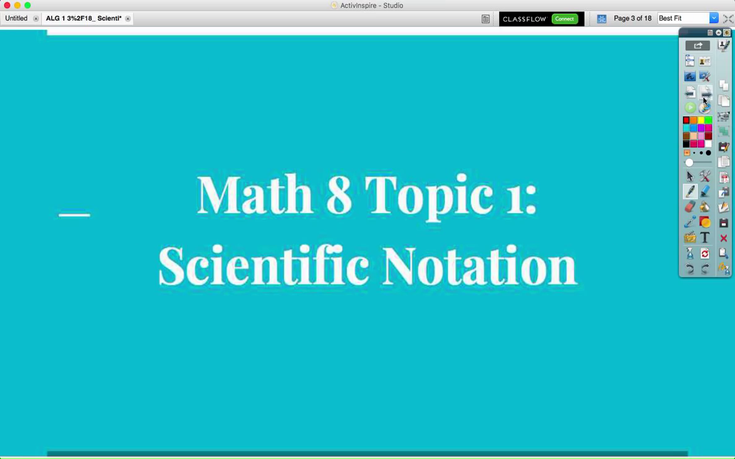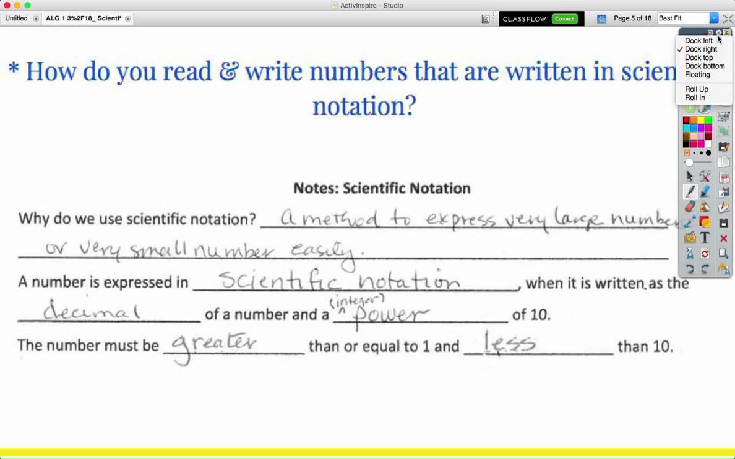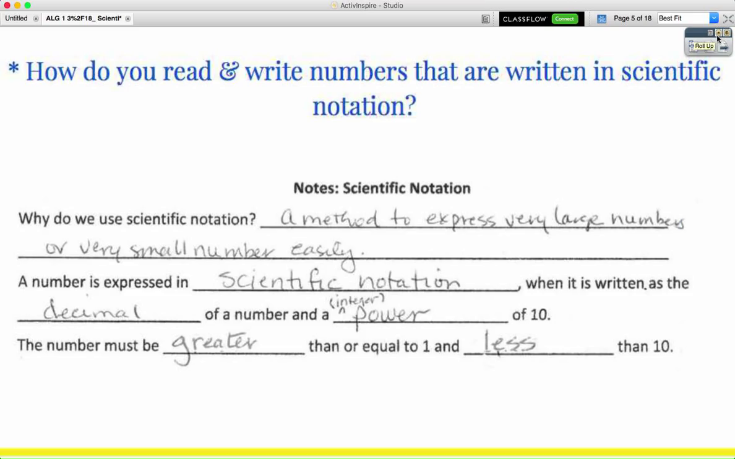So, taking a look, our essential questions. Today we're going to focus on how do you read and write numbers that are written in scientific notation, how can you compare numbers in scientific notation, and how do you perform operations with numbers expressed in scientific notation. So our first question, let's address it. How do you read and write numbers in scientific notation?